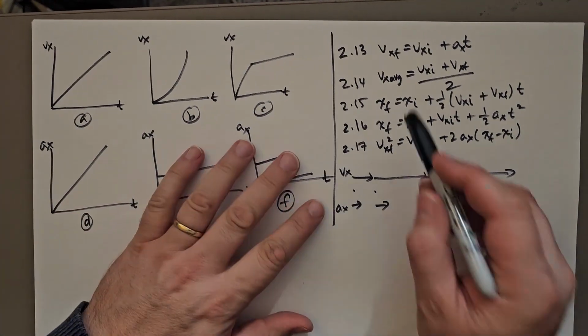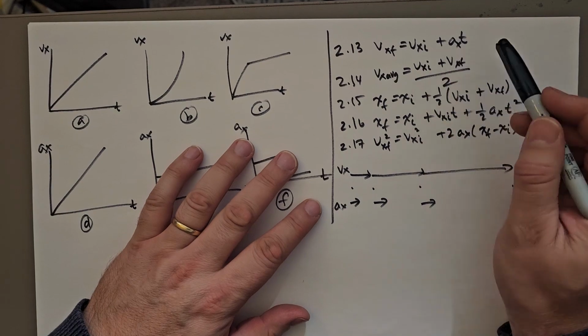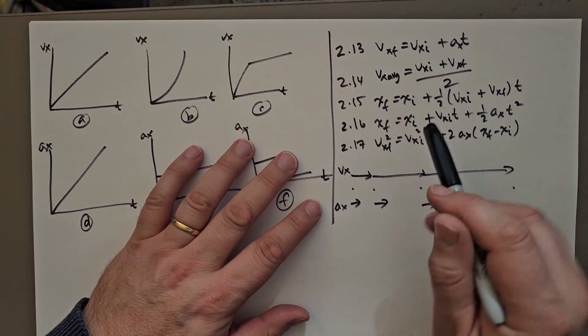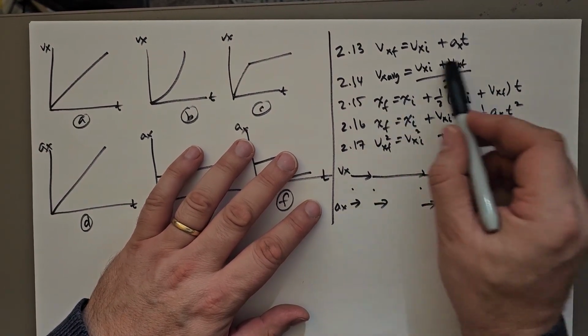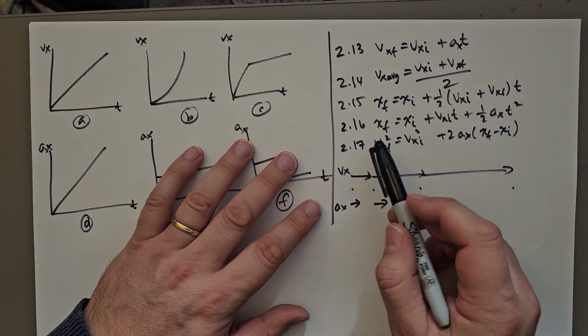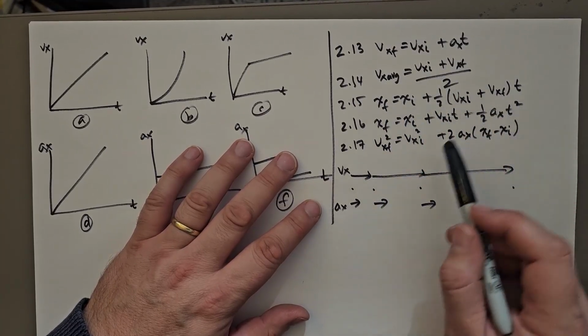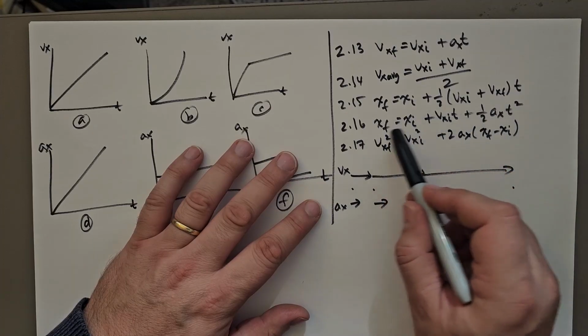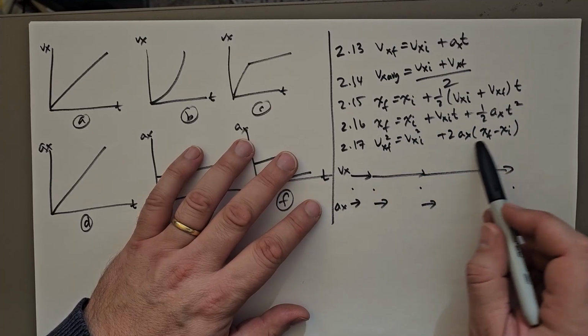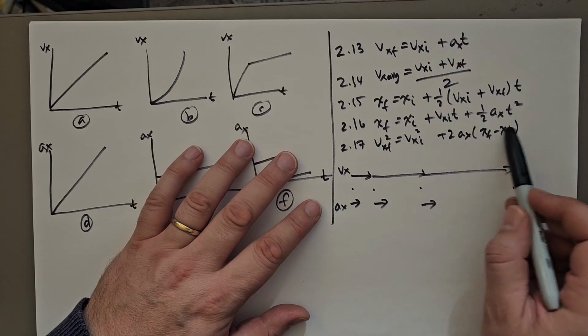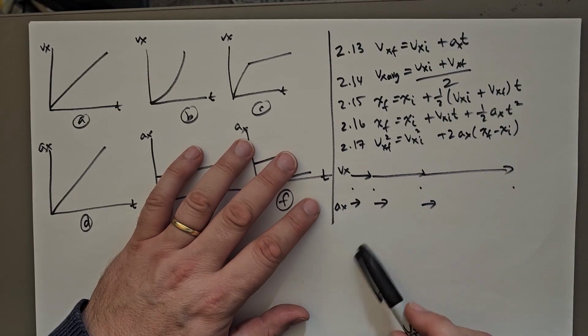Okay, notice that for each of these equations, some of the variables are present and some of them are not, right? So this one doesn't have the acceleration. This one doesn't have the acceleration. This one is missing what? It's missing the final velocity. This one is missing time. This one doesn't have any time in there, okay?